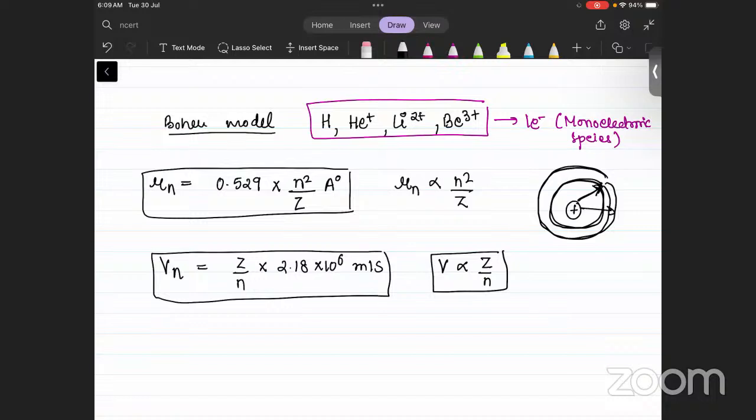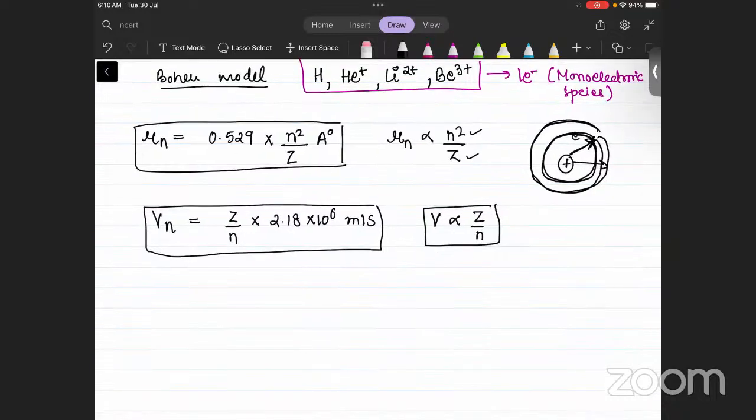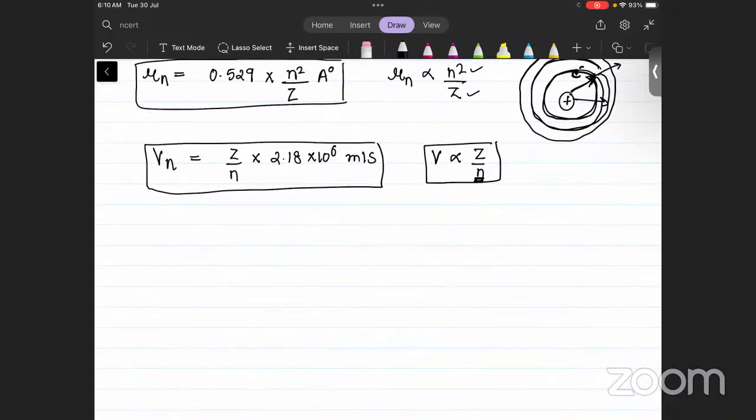So it will be directly proportional to n square and inversely proportional to Z, whereas the velocity with which this electron is revolving will decrease as we move from the lower orbits to the higher orbits. So it is inversely proportional to n. From this, I can conclude that as we move from lower orbits to higher orbits, the velocity with which the electron is moving around the nucleus will decrease. And then we learned about the energy.